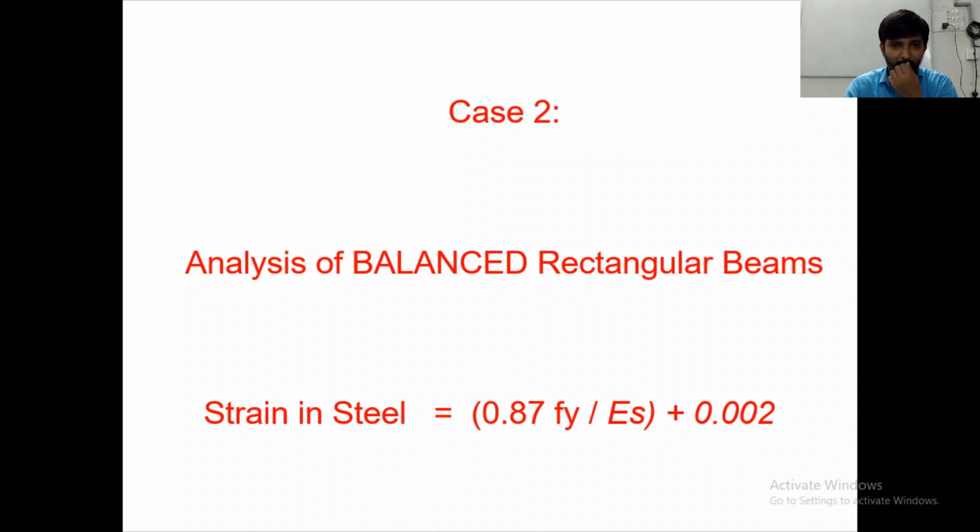Now this was about case number 1. Let's move to case number 2. In this case number 2, it is called a balanced rectangular beam, right? Analysis of a balanced rectangular beam. In this case, strain in steel is equal to 0.87 fy divided by Es plus 0.002. In the previous case it was greater than, here it is equal.